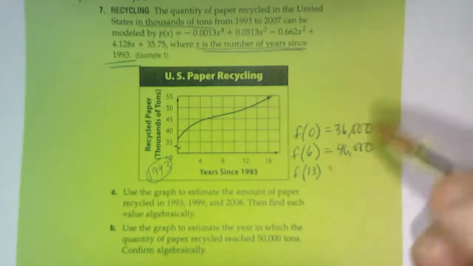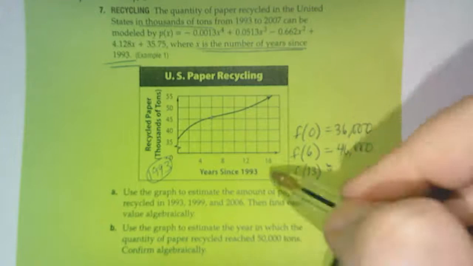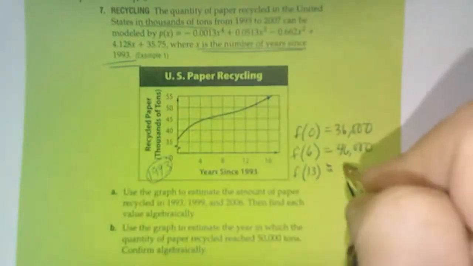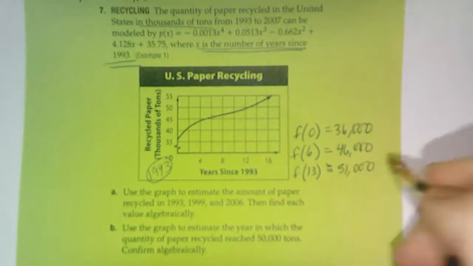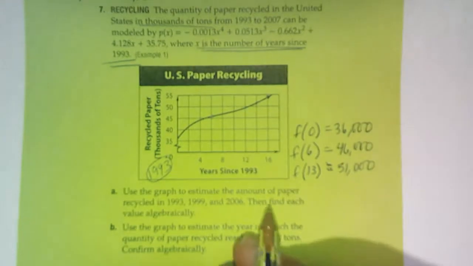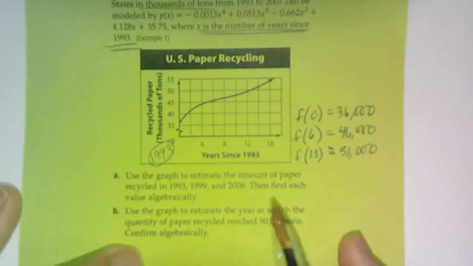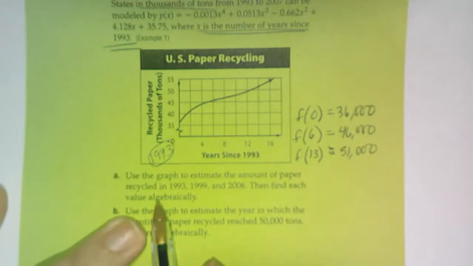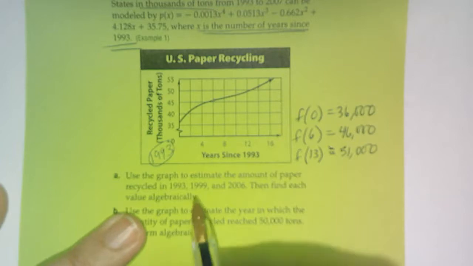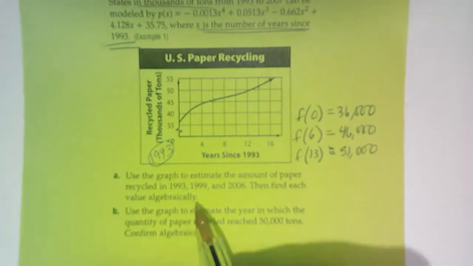F of 13 is roughly what? A little over 50,000, 51,000 maybe? Okay, 52, my bad, I'm sorry. You are then asked to find the value algebraically. How would you do that? Plug in the number of years.